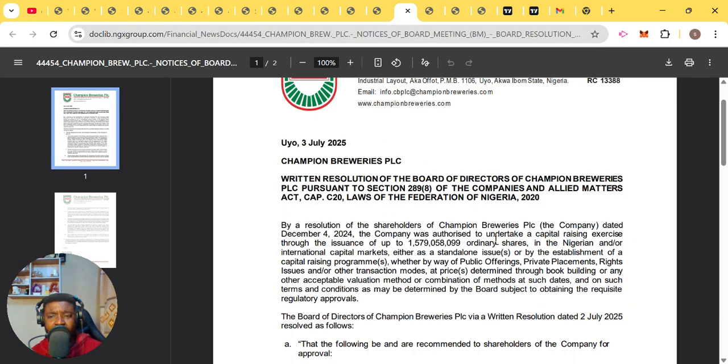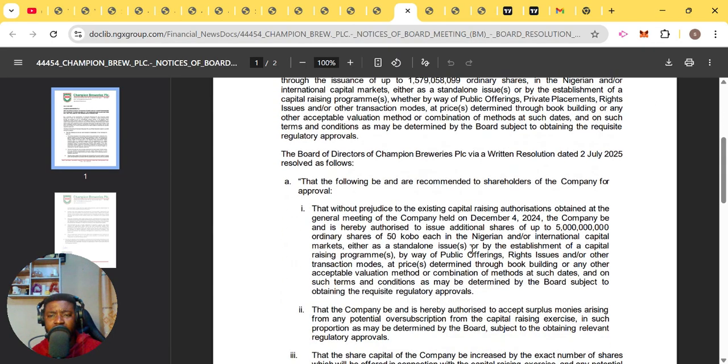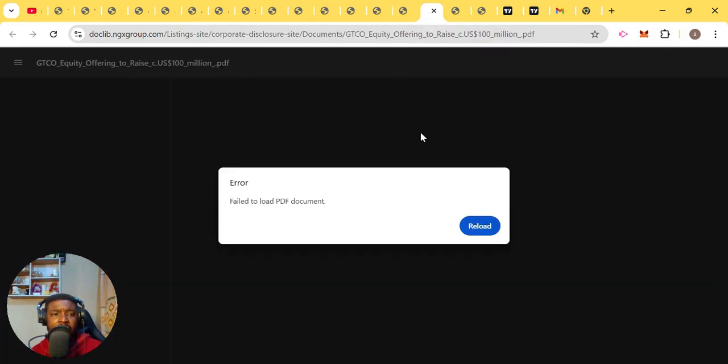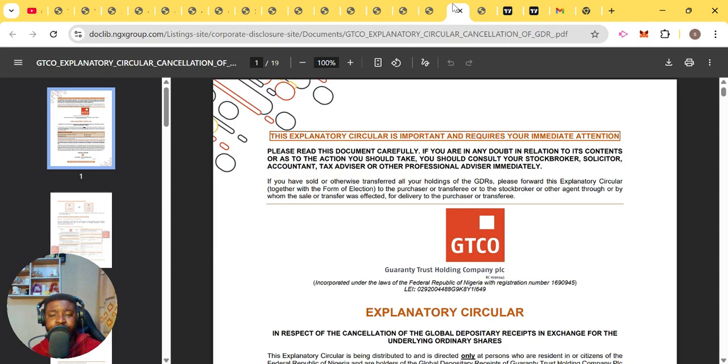The company was authorized to undertake a capital raising exercise through the issuance of up to 1.5 ordinary shares in the Nigerian international market, either as a standalone issue or by establishing a capital raising programme of 5 billion. Okay, we've read similar things like this. So, this one didn't open.